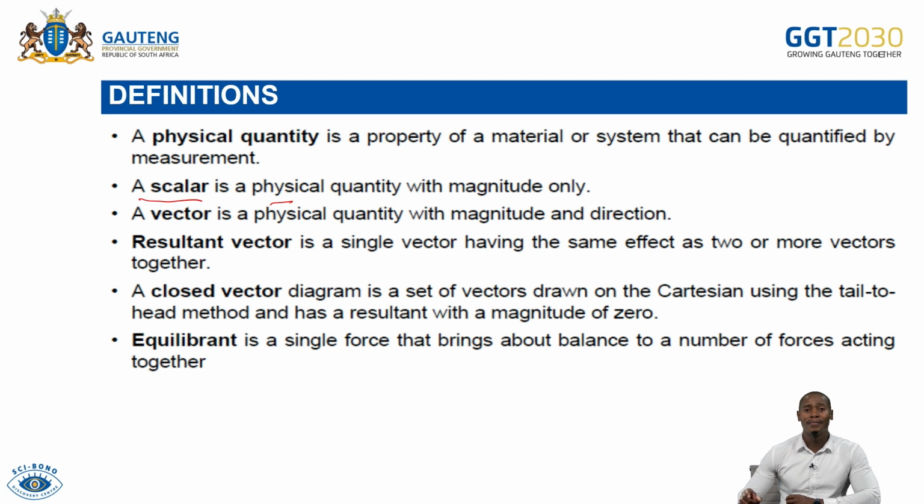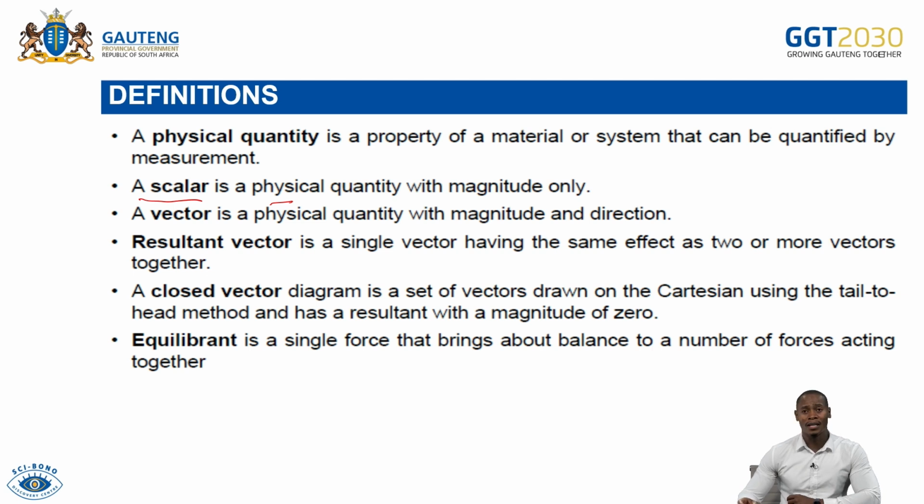So the magnitude is the value and the SI unit. Very, very important. Don't just think of the value when you talk of the magnitude. It's the value and the SI unit. For example, 5 degrees Celsius, that is the magnitude of the temperature. 5 meters per second, that is the magnitude of the speed. 5 meters, that is the magnitude of the distance, okay?